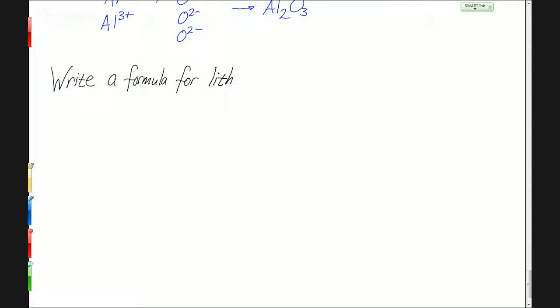for this compound, lithium nitride. So I'll give you the symbols. Lithium is Li and nitride is N. It comes from nitrogen. But I'm not telling you the charges. So you have to figure out the charges of these ions based on the electron counting that we just did before, and then put them together in the compound.